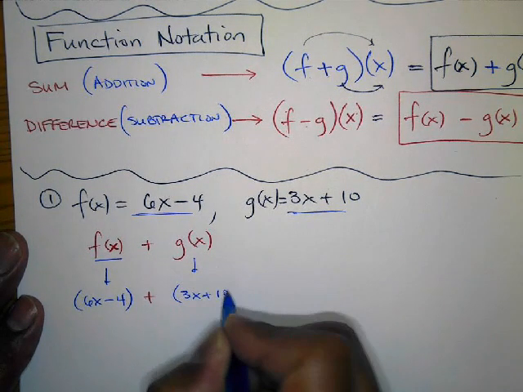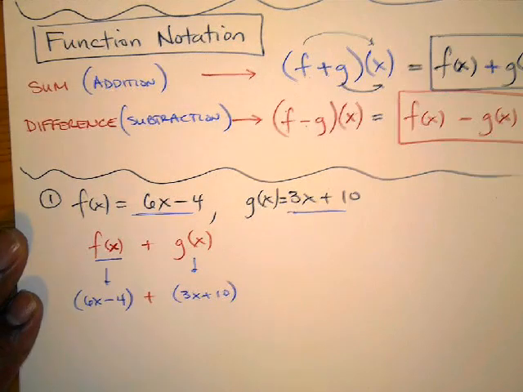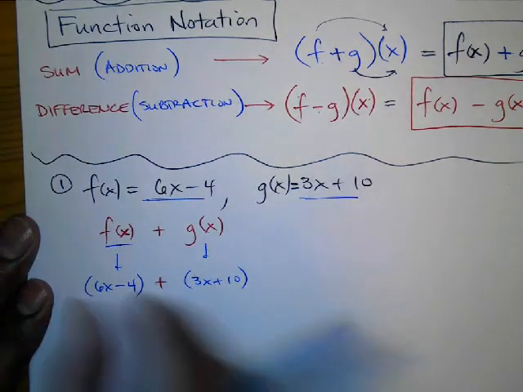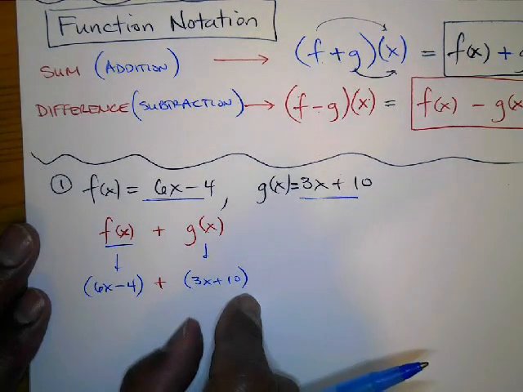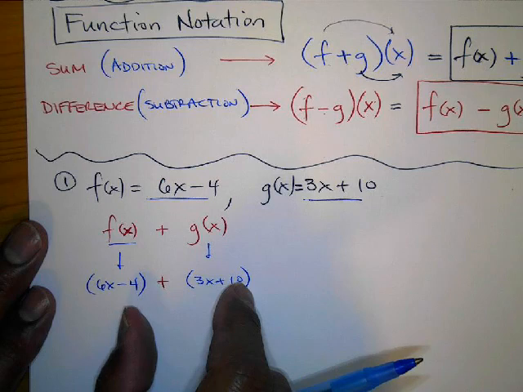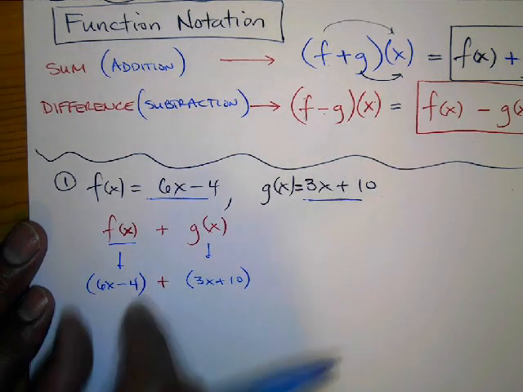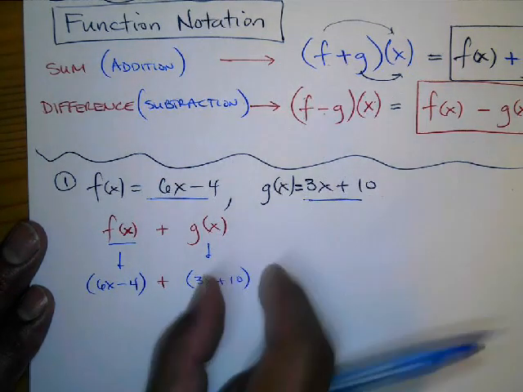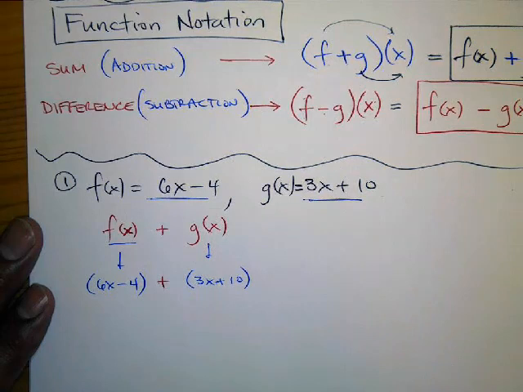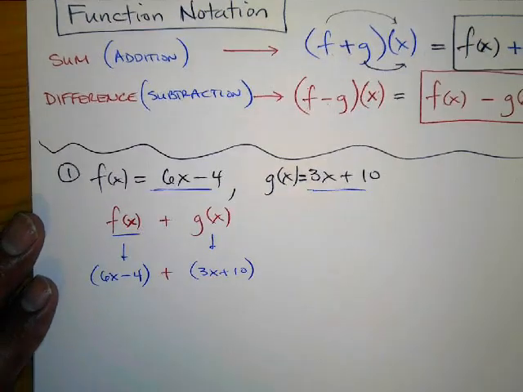Which is 3x plus 10. See, you're adding them. And you do want to use parentheses. Believe me, you think it might not matter now. It's going to matter later. Believe me, just trust me. I know that this is the f of x. I know this is the g of x. And the addition, I'm good to go.